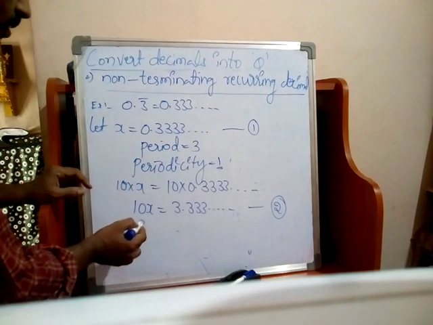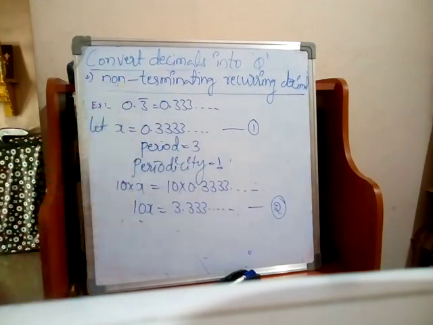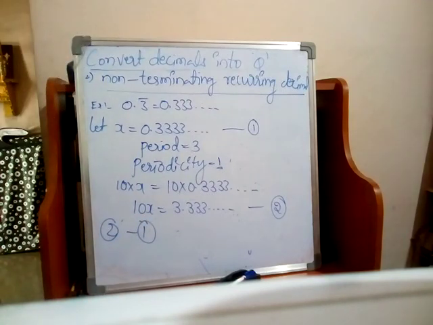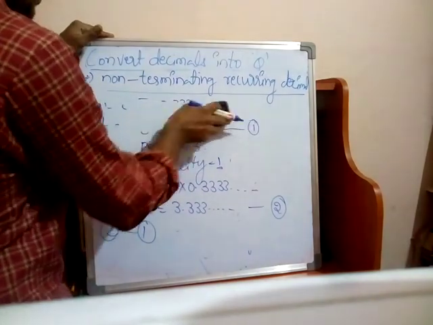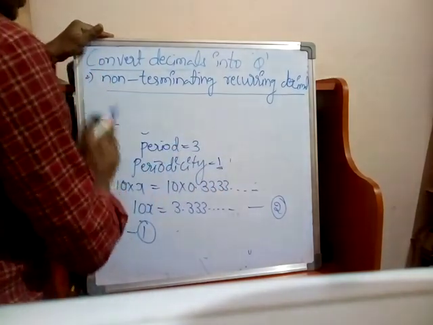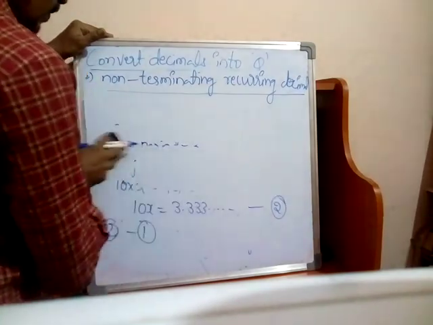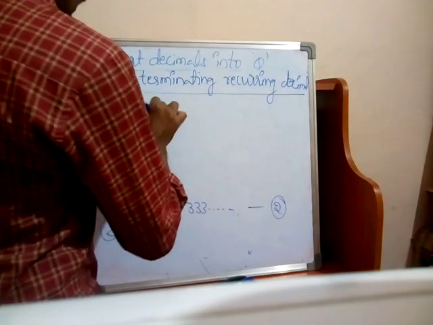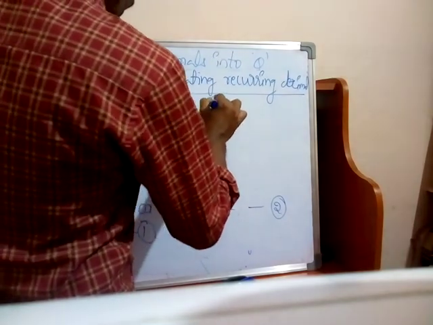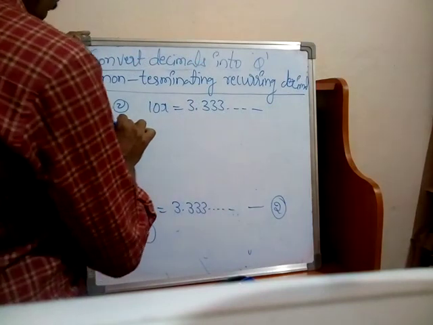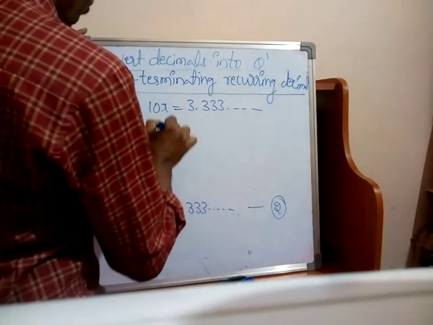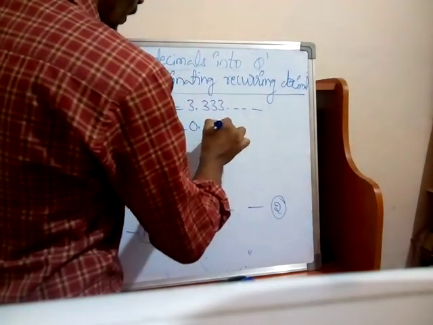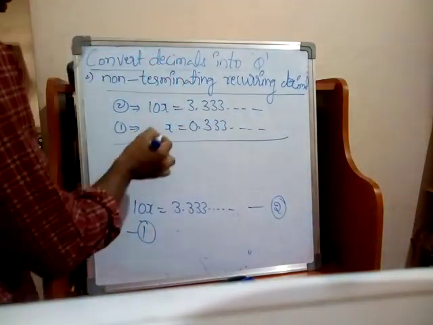In the second and the first, which one is greater? The second one is greater, so do second one minus first one. The second one is 10x is equal to 3.333 like this only. The first one, what is it? x is equal to 0.333 like this. So subtraction, minus.